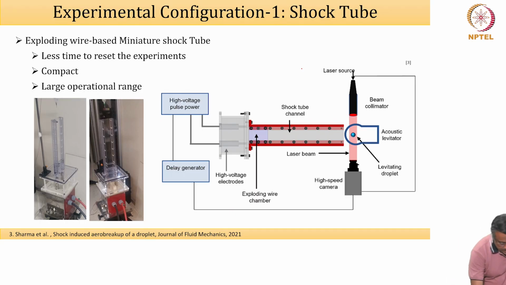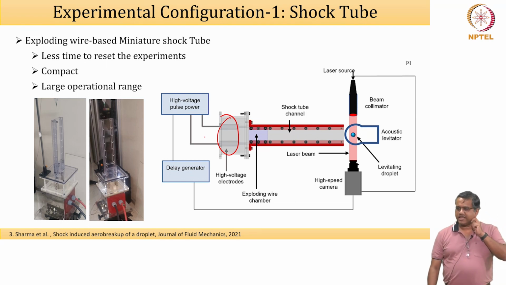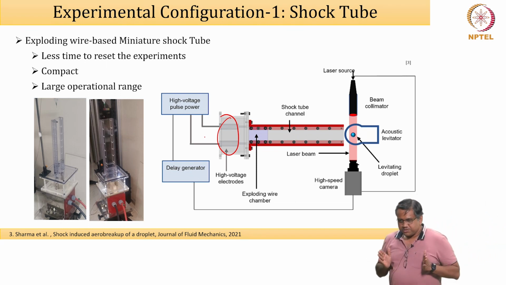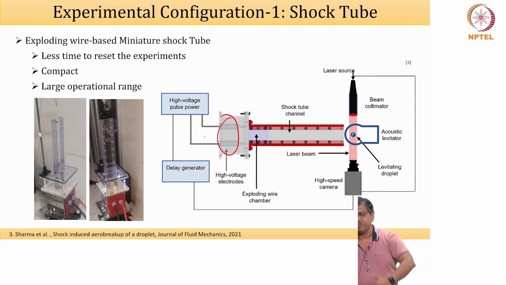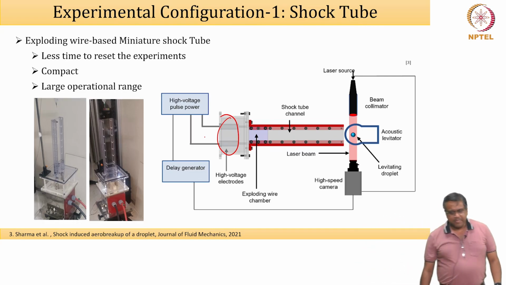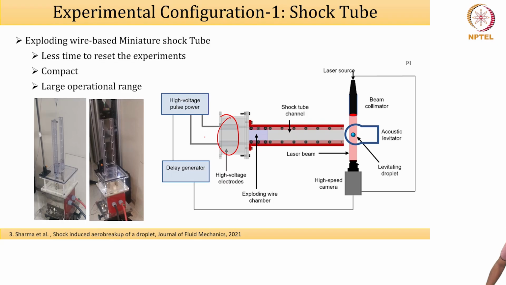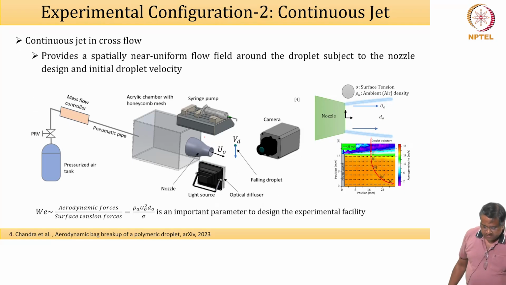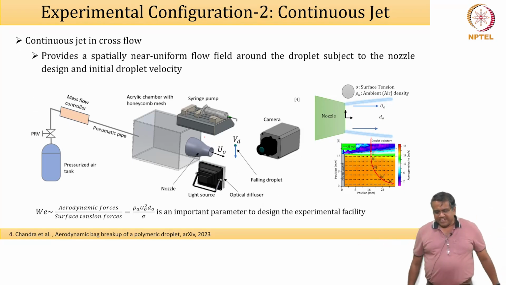So here is an exploding wire right here. It vaporizes the wire, so it creates a blast. And then you use contraptions to make it more of a planar shock. Okay, so that is what we did. And we will show some pictures of that in a little bit.